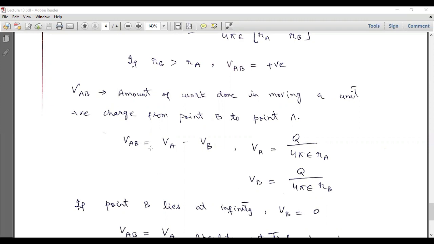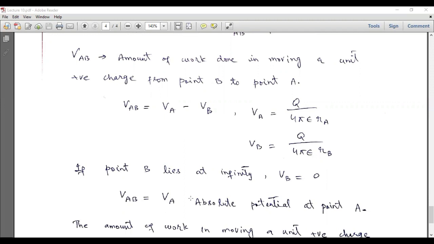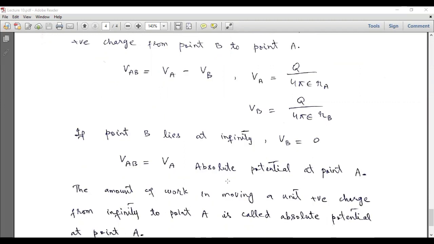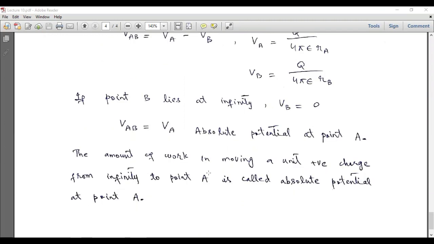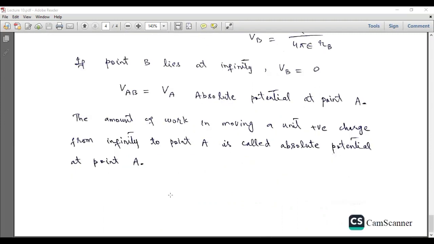And in that case, VAB will be equal to VA, and VA is called absolute potential at point A. And absolute potential at point A can be defined as the amount of work done in moving a unit positive charge from infinity to point A. So this is called absolute potential at point A. So potential difference and absolute potential both are different quantities, and both are defined over here.